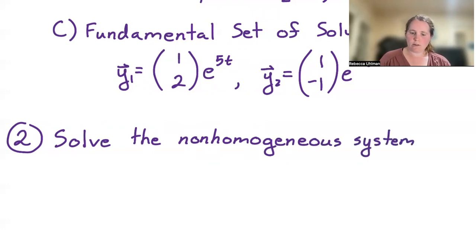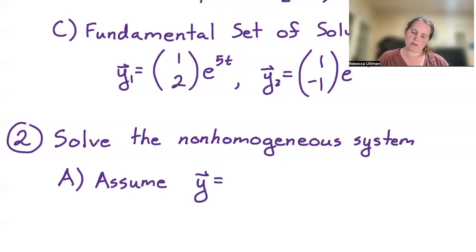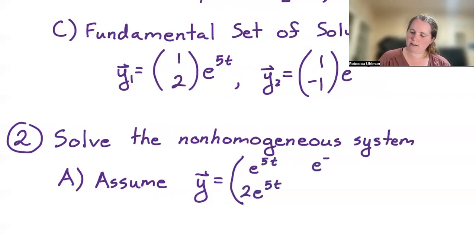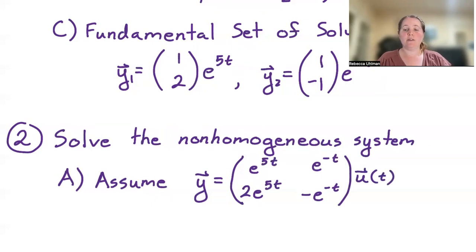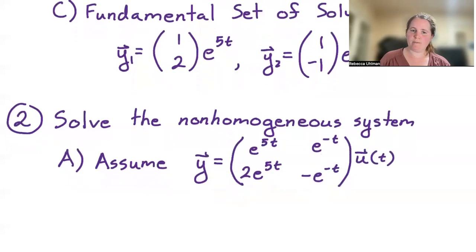So what we are going to do is we are going to start off by assuming that y is equal to our fundamental matrix. So that would be e to the 5t, 2e to the 5t, that's y1. And then e to the -t, -e to the -t is our y2. That times some vector u of t. So we are assuming our solution is our fundamental matrix times u of t.